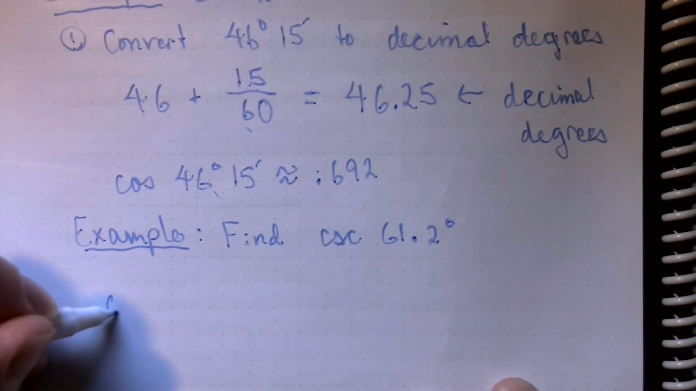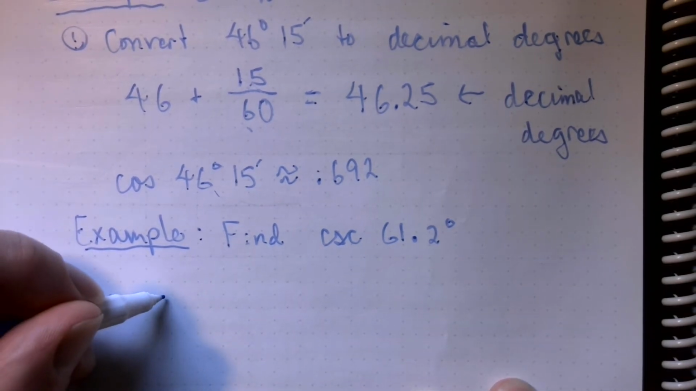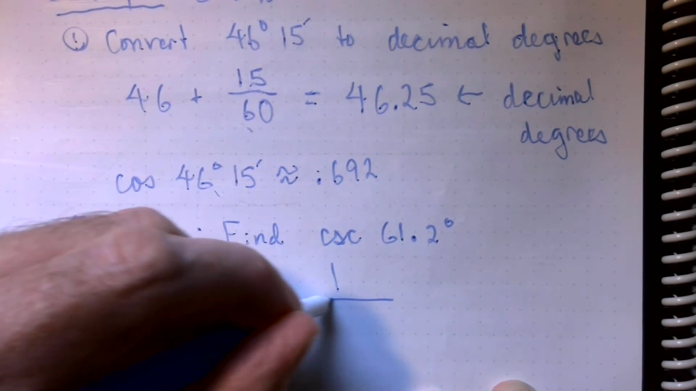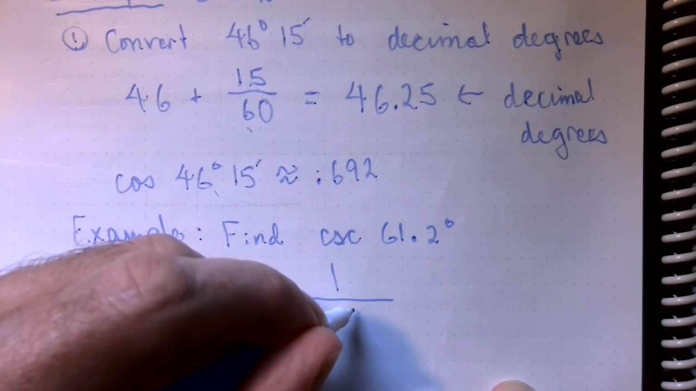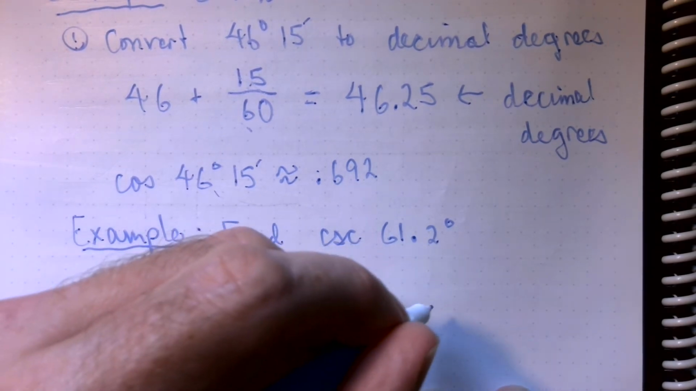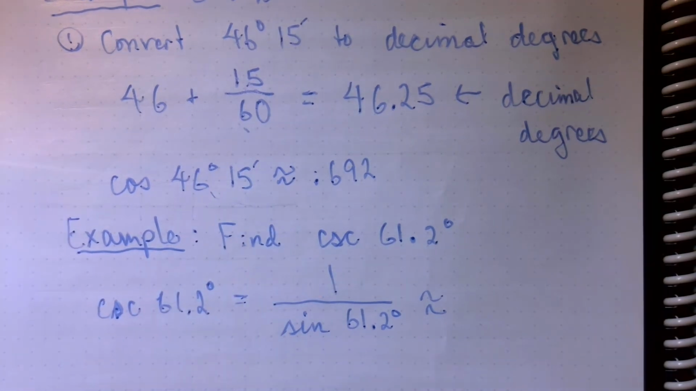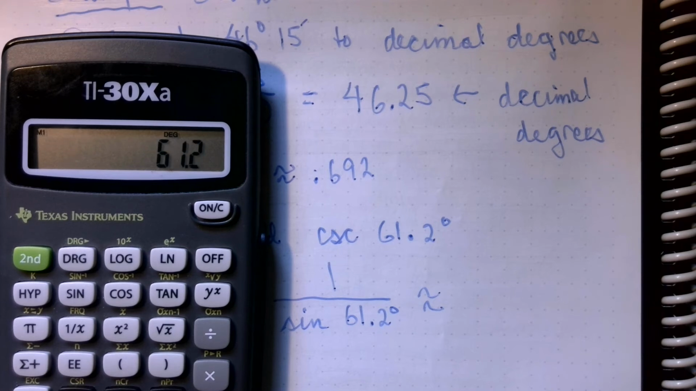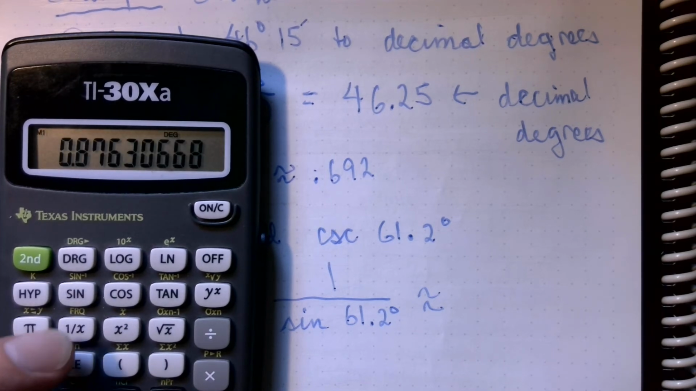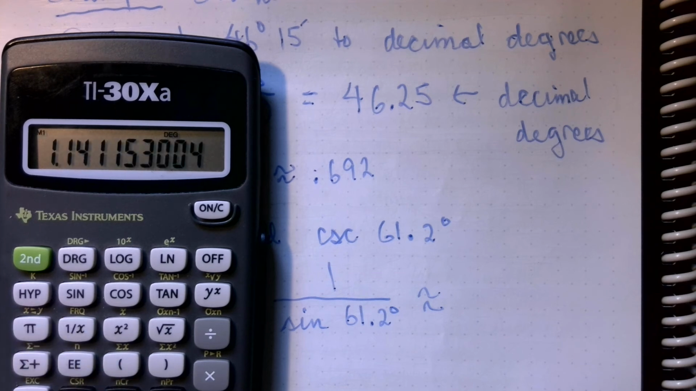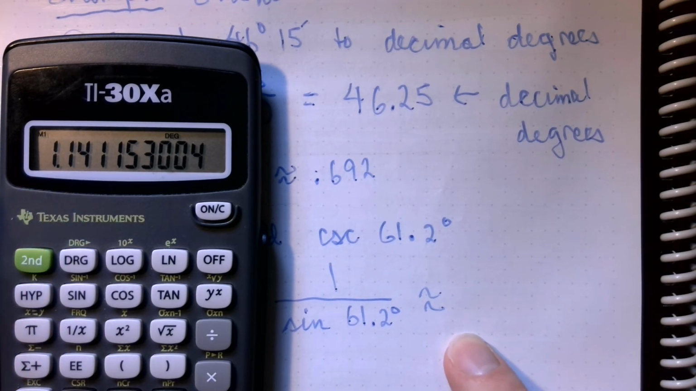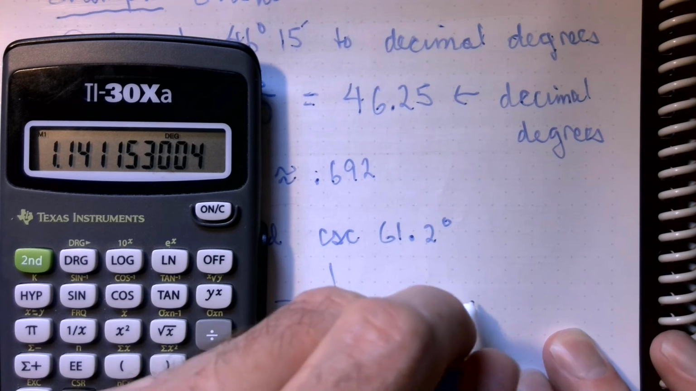Okay, cosecant, we remember from our reciprocal identities, is the reciprocal of sine. So sine and cosecant are related. So here's the way I would do it on this calculator. I would take 61.2, figure out the sine, and then take the reciprocal of that number. Notice I hit that button right there, 1 over x. That gives me the reciprocal. So cosecant of 61.2 is approximately 1.141.